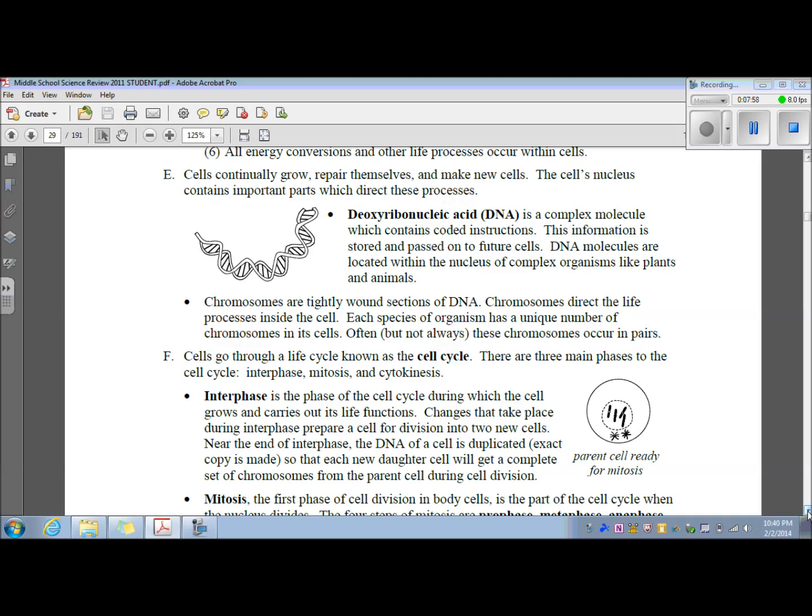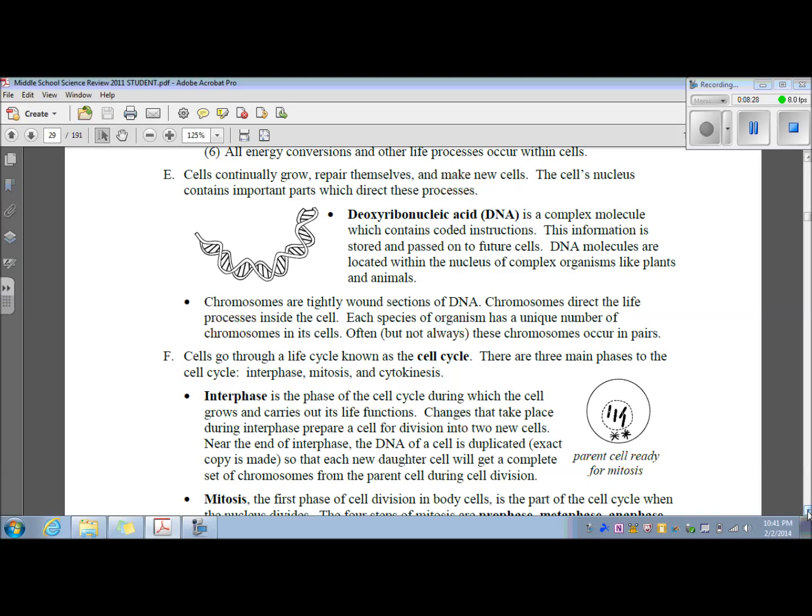Section E. Cells continually grow, repair themselves, and make new cells. The cell's nucleus contains important parts which direct these processes. Deoxyribonucleic acid, DNA, is a complex molecule which contains coded instructions. This information is stored and passed on to future cells. DNA molecules are located within the nucleus of complex organisms, like plants and animals.